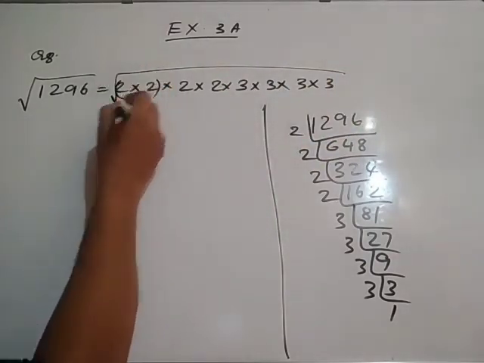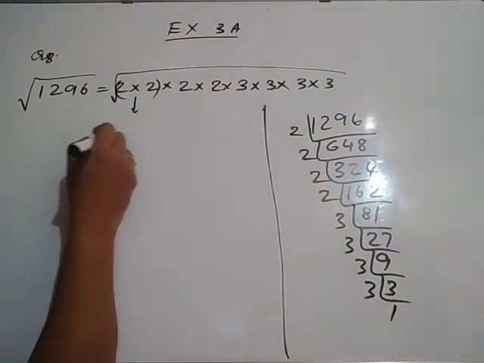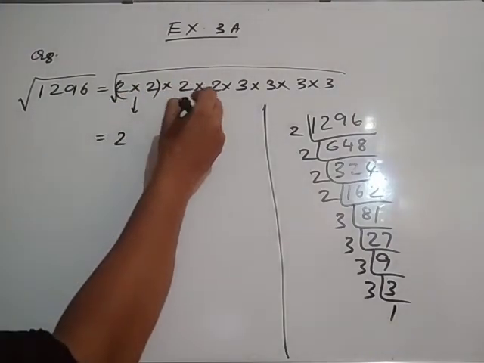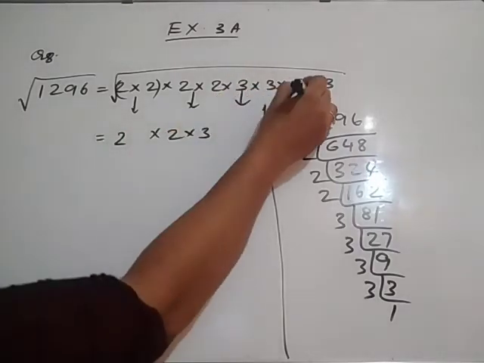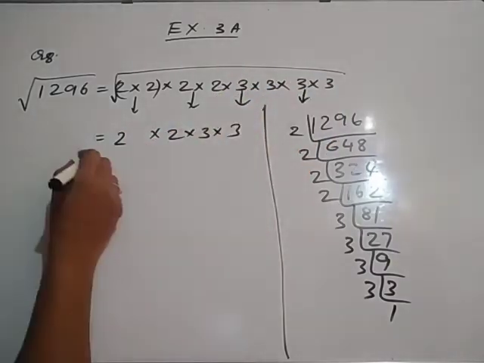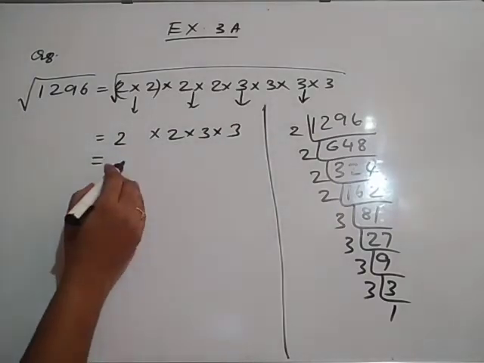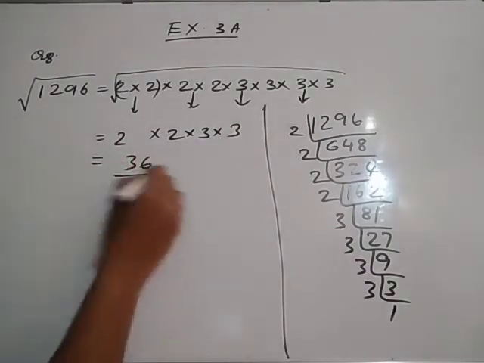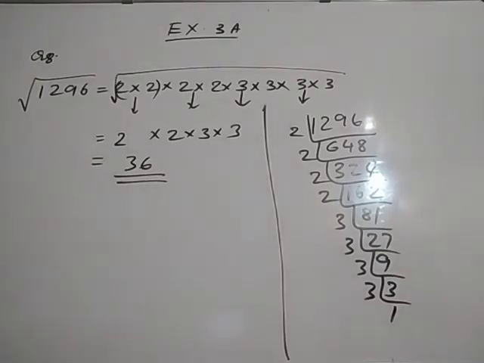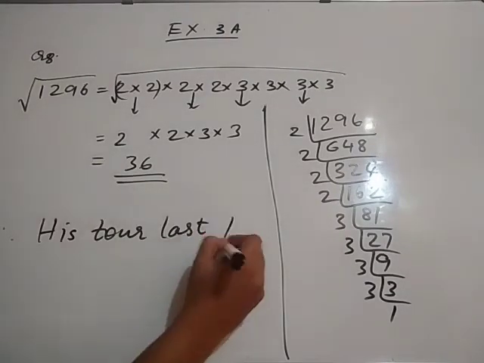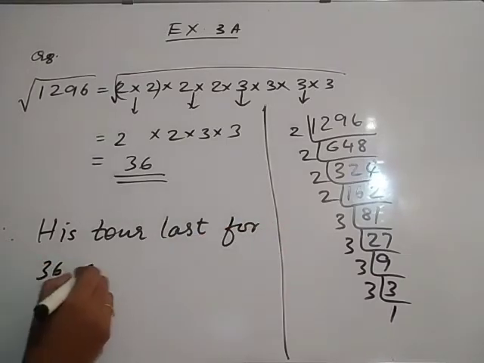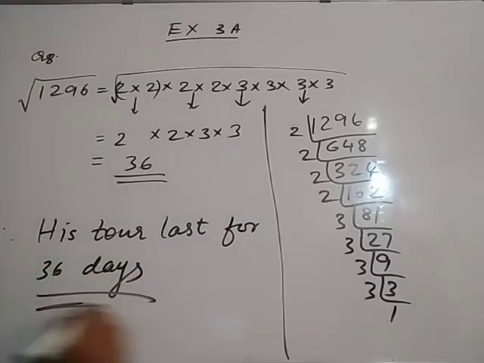How can we obtain the square root? From each pair, write one number outside. 2 into 2 into 3 into 3. That is 4 into 9. 36 is the square root of 1296. 36 is the square root. So, his tour lasts for 36 days, which is the solution.